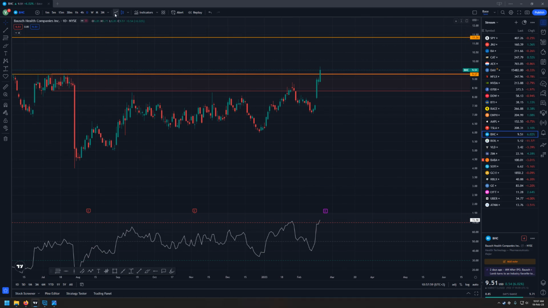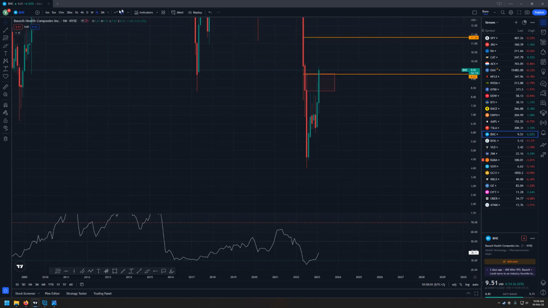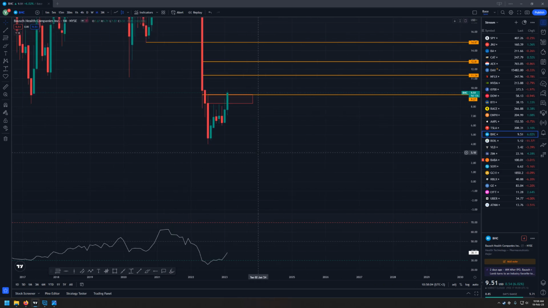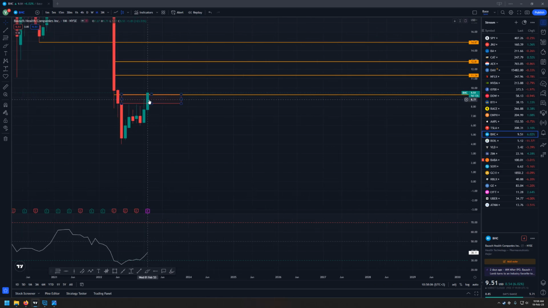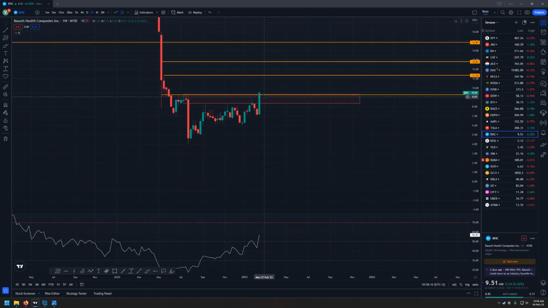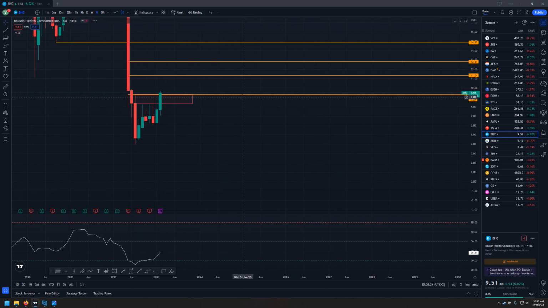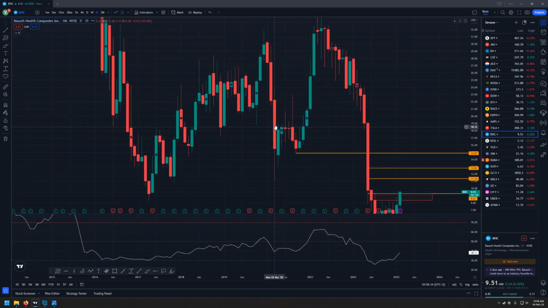BHC. So BHC, I think I looked at the long-term chart. It looks bullish, not gonna lie. But this is too little at the moment to be considered a breakout. What we want to see is the weekly close, weekly continuation up, and we want the monthly to close above this orange trend line here, because it's quite common to have this kind of thing.